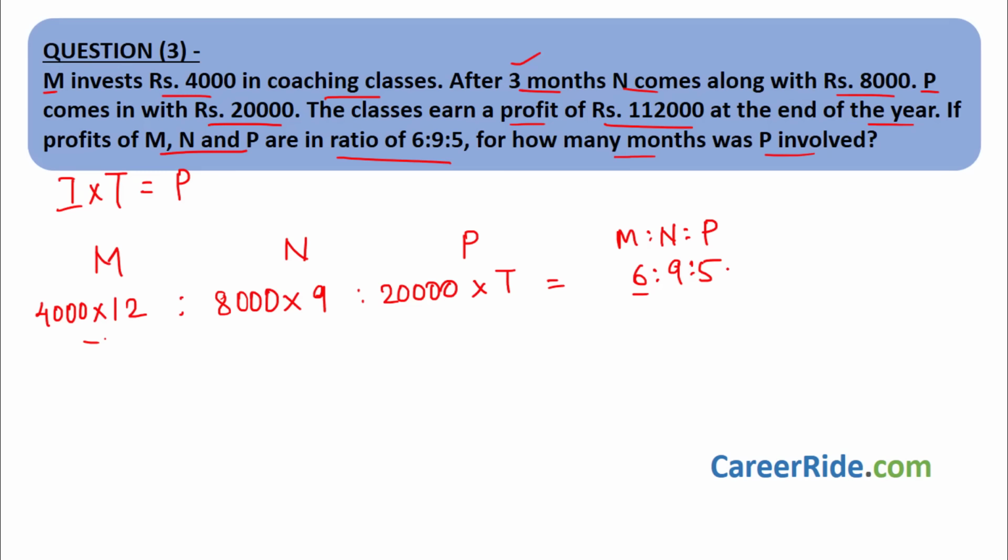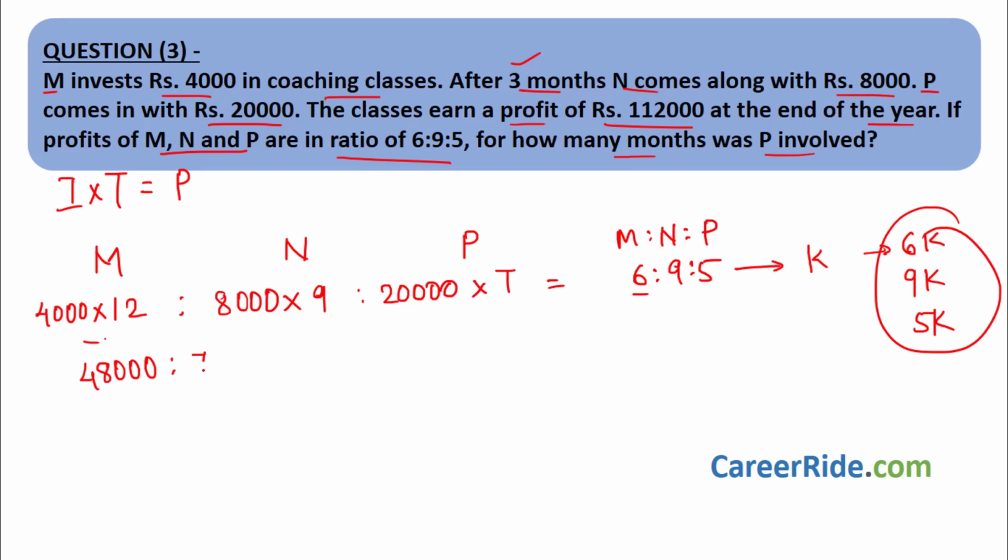So now what to do? How to calculate? It's very easy. Do not panic. It's not difficult at all. Let us assume for this ratio 6:9:5 the common factor to be K, right? So the values would simply be 6K, 9K and 5K. Now these become the actual values of profit. So here we'll have 48,000, 12 fours are 48, and 72,000, 8 nines are 72, and 20,000 T would be equal to 6K, 9K and 5K.